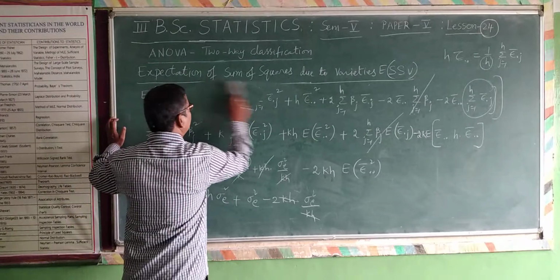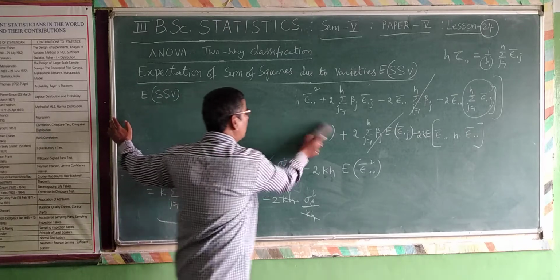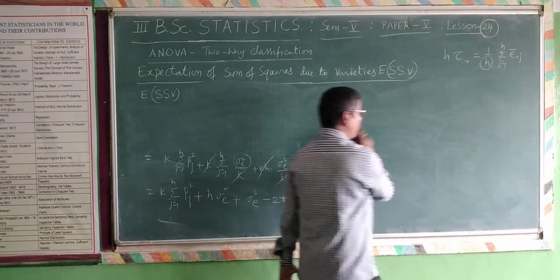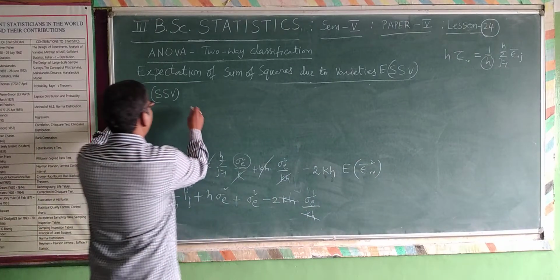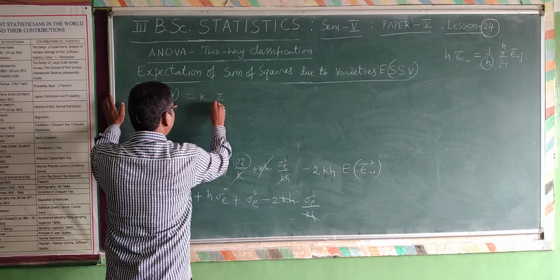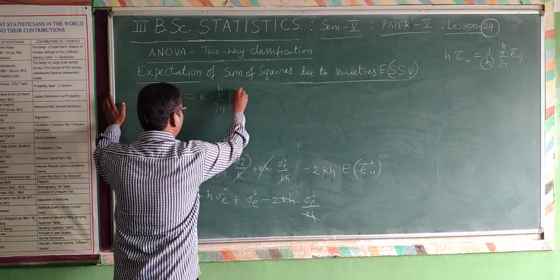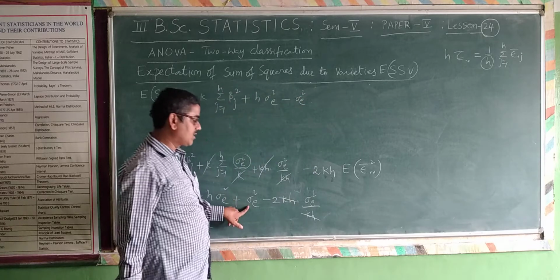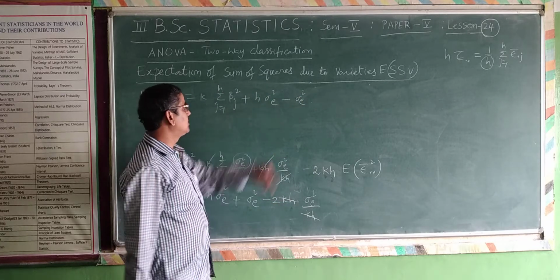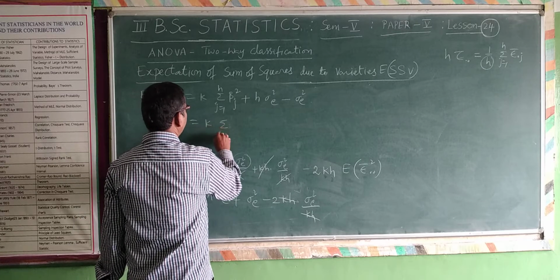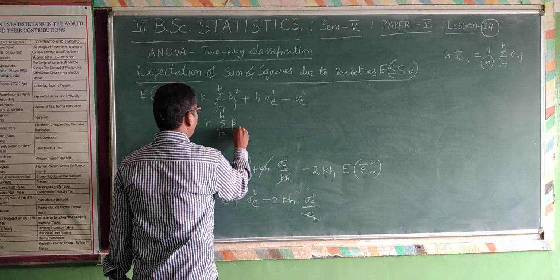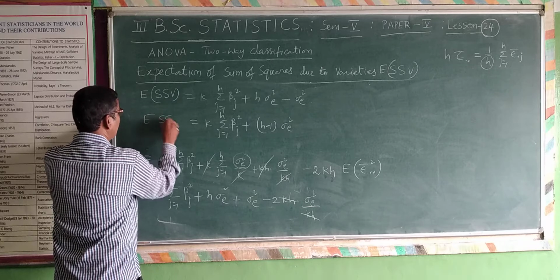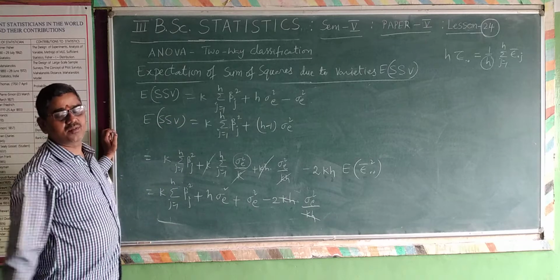So therefore this is what, hope you are following this. This is the way to do the expectation of sum of the squares due to the varieties. Therefore, it is equivalent to k multiplied by summation j is equal to 1 to h beta j square, plus h into sigma square e minus 2 sigma square e plus sigma square e, which is minus sigma square e. This is equivalent to k into summation j is equal to 1 to h beta j square plus h minus 1 into sigma square e. What is this? This is expectation of SSV. There ends the expectation of sum of squares due to the varieties.